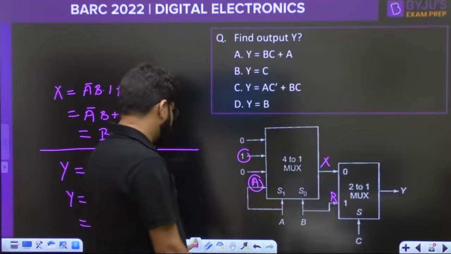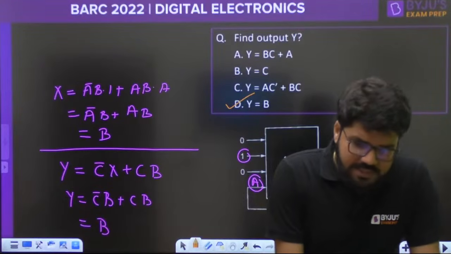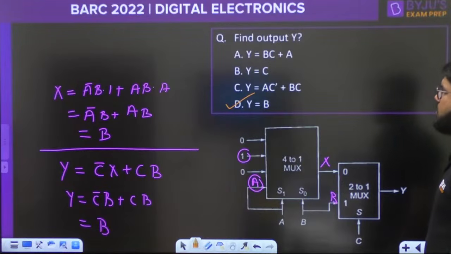Do I have that correct? Yes. Y is equal to B. D is the correct answer. See, this was a simple one. Y is equal to B.